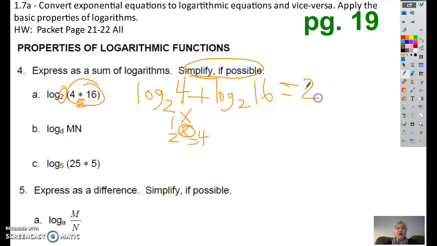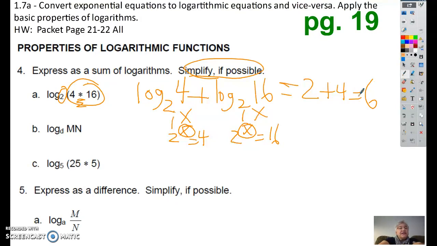So the answer to log base 2 of 4 is 2. Same thing over here. 2 raised to the what power equals 16? The answer to that is 2 raised to the power of 4 equals 16. So 2 plus 4, the answer to 4A is 6.